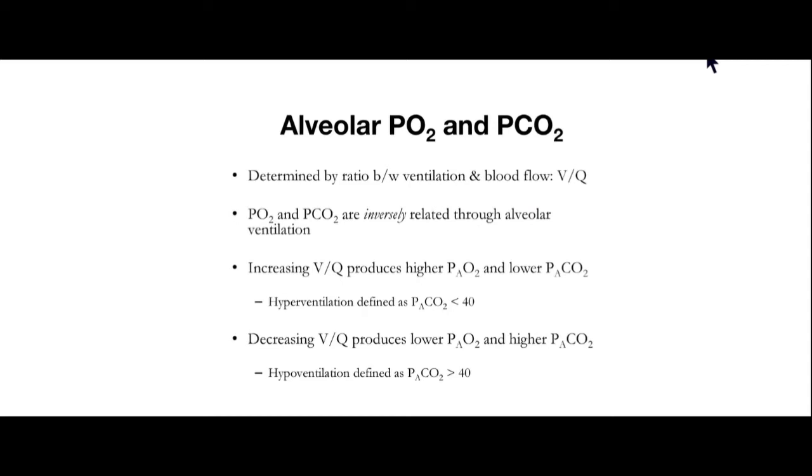All right, so let's take a look at our alveolar PO2 and PCO2. What we're really looking at is the ratio between how quickly you're ventilating and how quickly your blood is flowing. Okay, the rate at which you get oxygenation or remove carbon dioxide from your blood is going to be determined by the ventilation rate and the perfusion rate. So Q refers specifically to blood flow, therefore it's perfusion of blood into those regions of the capillary bed for gas exchange. They are going to be inversely related, the PO2 and the PCO2. Typically, if you have a high PO2, your PCO2 is going to go down. When your CO2 is high, your PO2 is going to go down. Why?